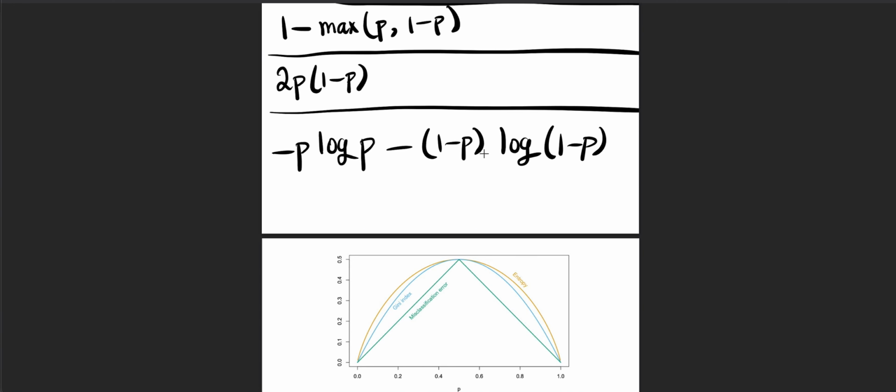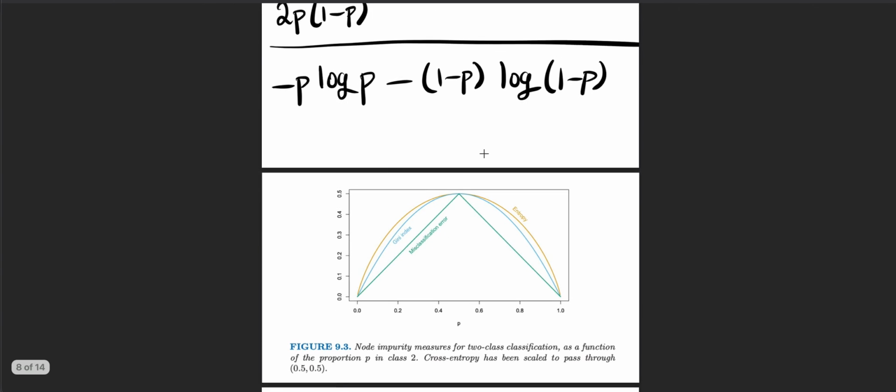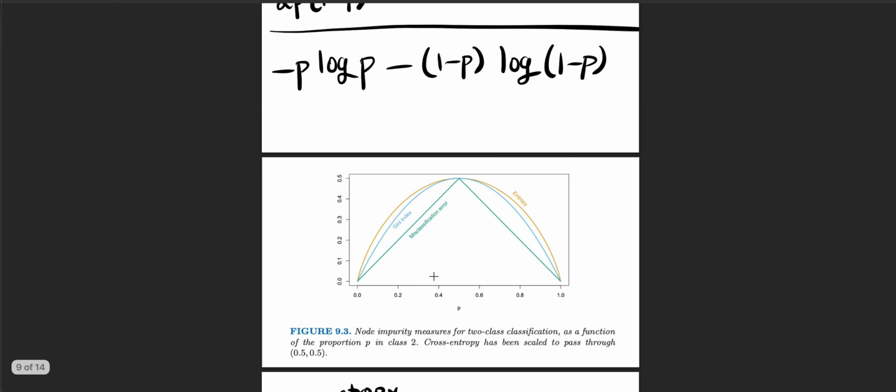The whole point of segmenting the space into regions is to get rid of the diversity, to segment points that have the same label more or less together, and that's what we are trying to measure. And this is from the ESL book, figure 9.3. I recommend you read the discussion around it.